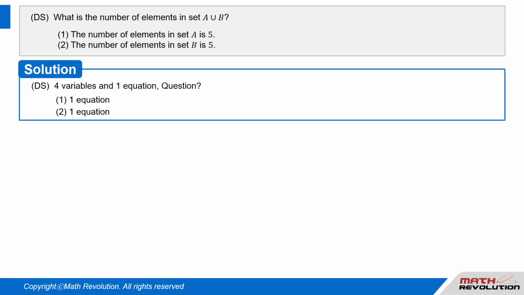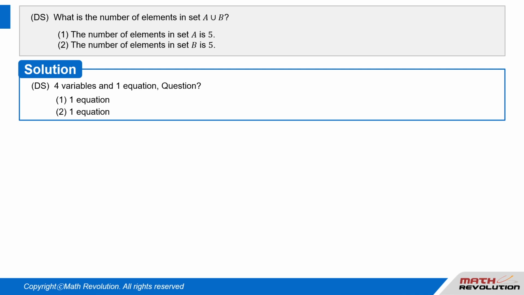Solution. Now we will solve this DS question using the variable approach. DS. 4 variables and 1 equation. Question. Condition 1. 1 equation. Condition 2. 1 equation. Let's look at a DS question with an original condition that contains 4 variables and 1 equation.